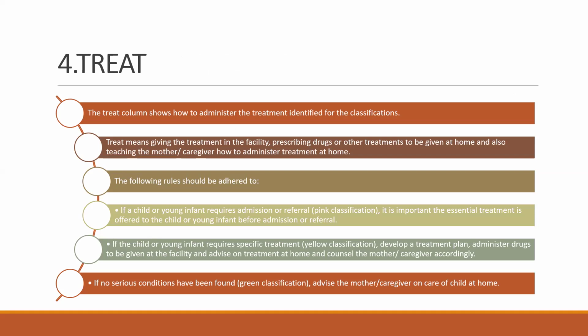If a child or young infant requires admission or referral, that is, if it falls in pink classification, it is important that the essential treatment is offered to the child or young infant before admission or referral. If the child or young infant requires specific treatment, that is, if it falls in yellow classification, develop a treatment plan, administer drugs to be given at the facility, and advise on treatment at home and counsel the mother and caregiver accordingly. If there is no serious condition and it falls into the green classification, advise the mother and caregiver on care of the child at home as we discussed earlier.